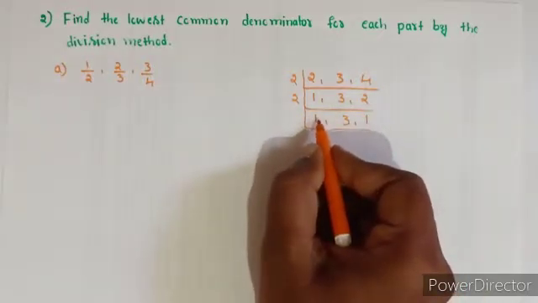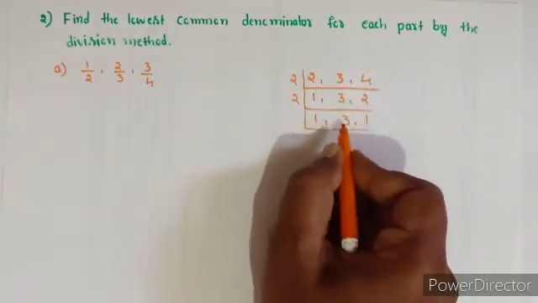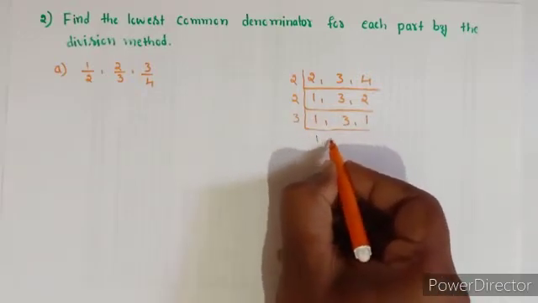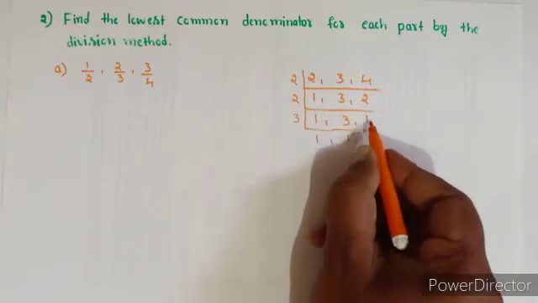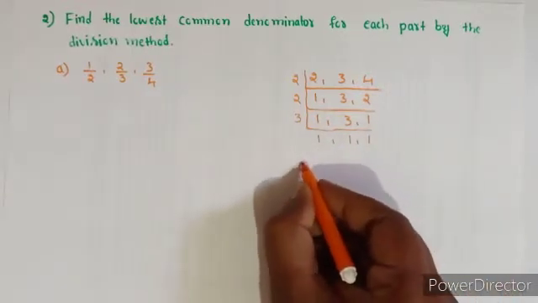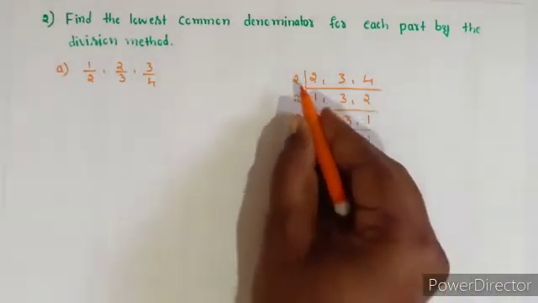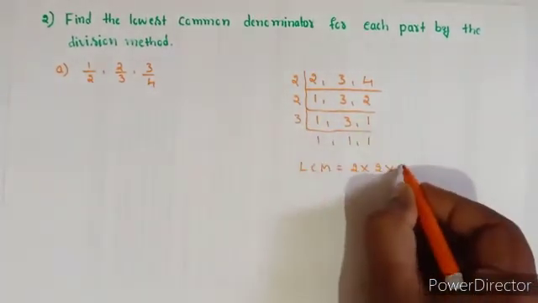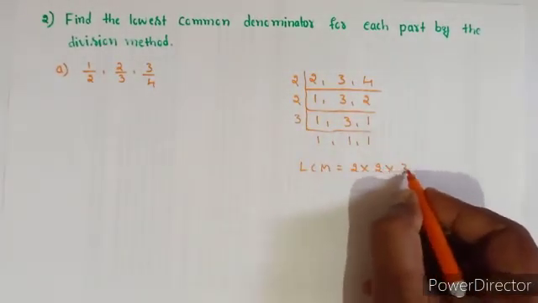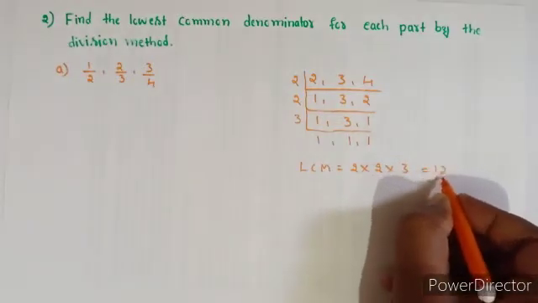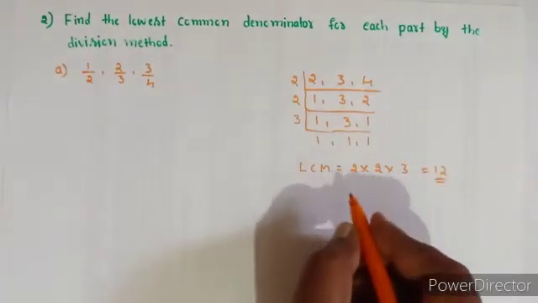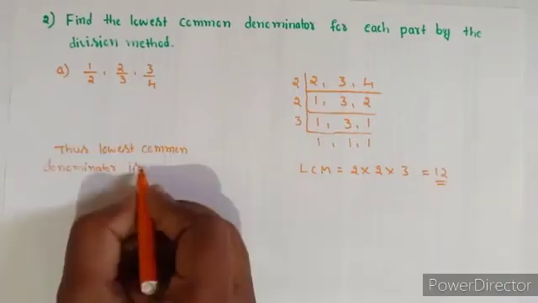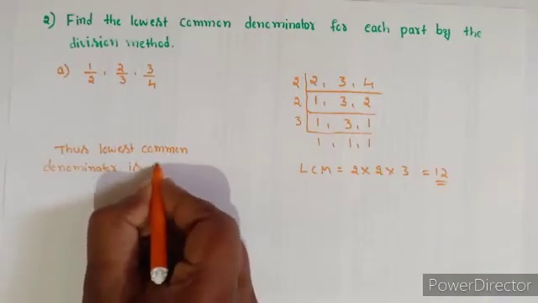Okay, here again the smallest prime number which divides at least one of these numbers is 3. Okay, bring down 1 as it is. Okay, 3 ones are 3 and bring down this 1 here. Okay, so LCM is equal to 2 into 2 into 3. 2 twos are 4, 4 threes are 12. Okay, 12 is the LCM. So here the lowest common denominator is 12. Thus the lowest common denominator is 12.